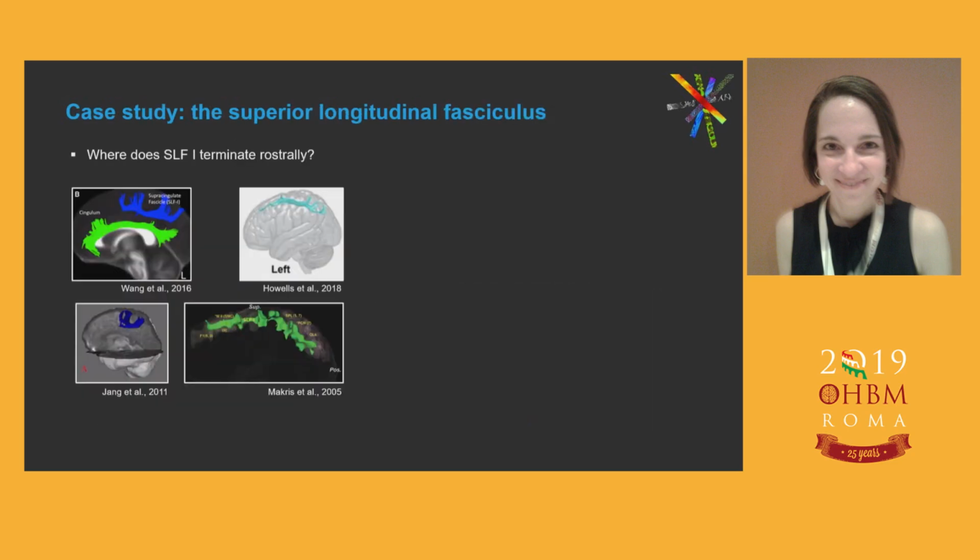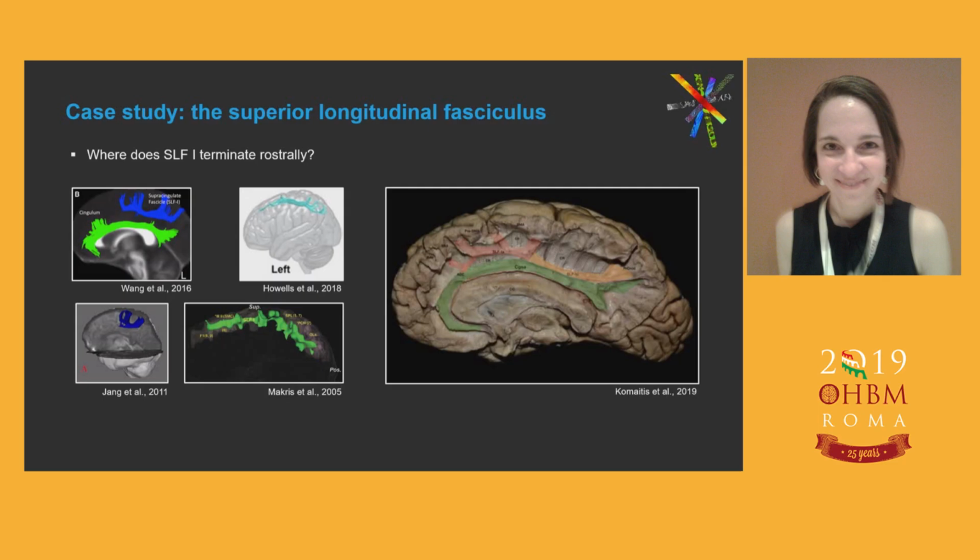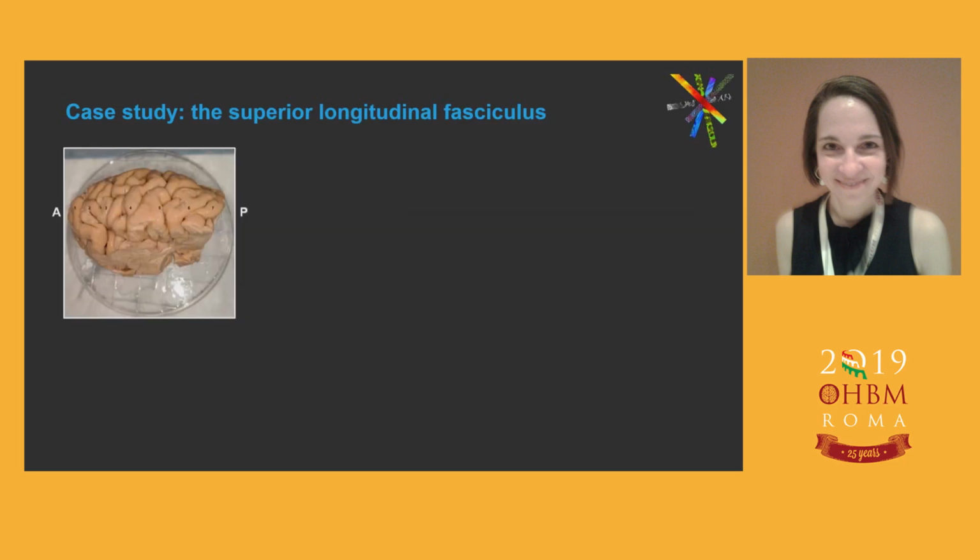So focusing on the SLF, there are certain things that even in the highest quality tractography data, we cannot be sure of. And one such question is, how rostrally does the SLF1 terminate? There are a lot of contradicting results from the literature. Sometimes it ends near the precentral area. In other cases, it goes further anterior. And some gross dissection studies suggest that indeed it should go further anterior, but potentially with tractography, it ends prematurely because of other crossing fiber tracts.